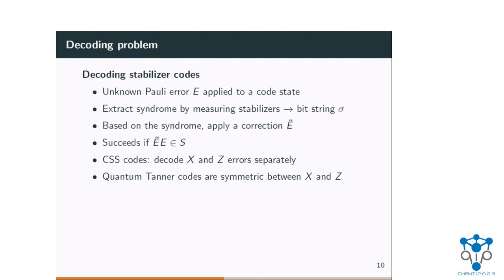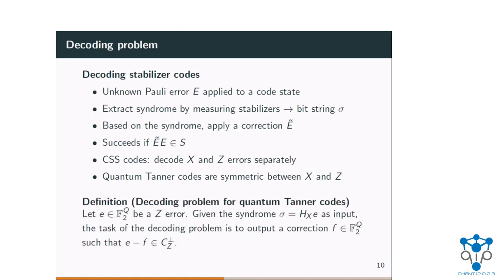Okay, so we're talking about CSS codes, and for these kinds of codes, it suffices to decode the X and Z errors separately. So we can assume that just an X error has occurred or just a Z error has occurred. And it's even better for quantum Tanner codes because the construction is symmetric between X and Z. So basically, we only have to decode one type of error.